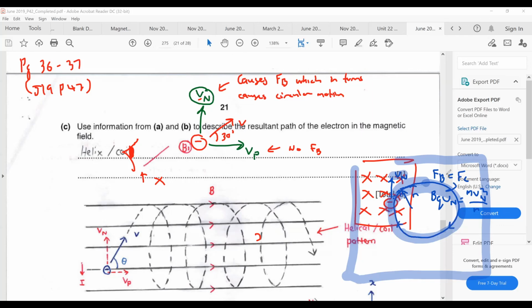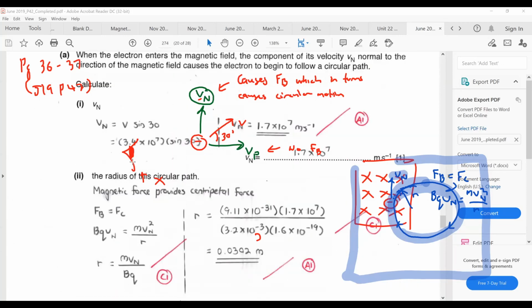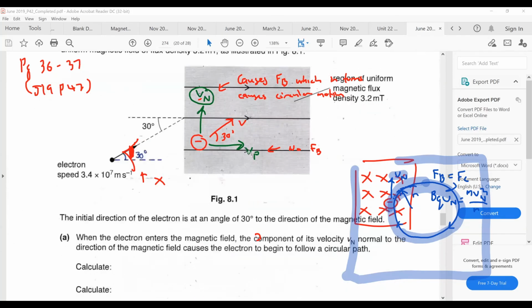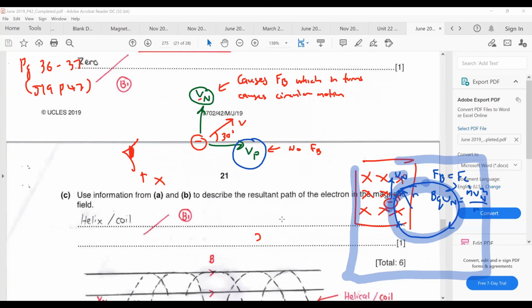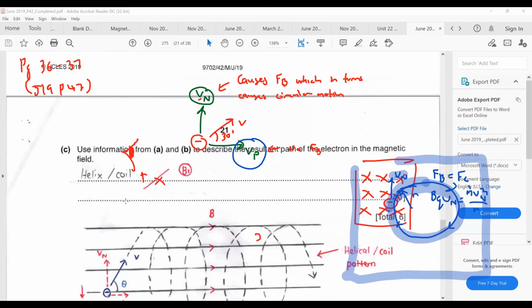But at the same time, this component of velocity is trying to push you forward. So while you're moving in a circle, you're also moving forward. That causes your helical pattern. We call it a helical pattern. Alright?